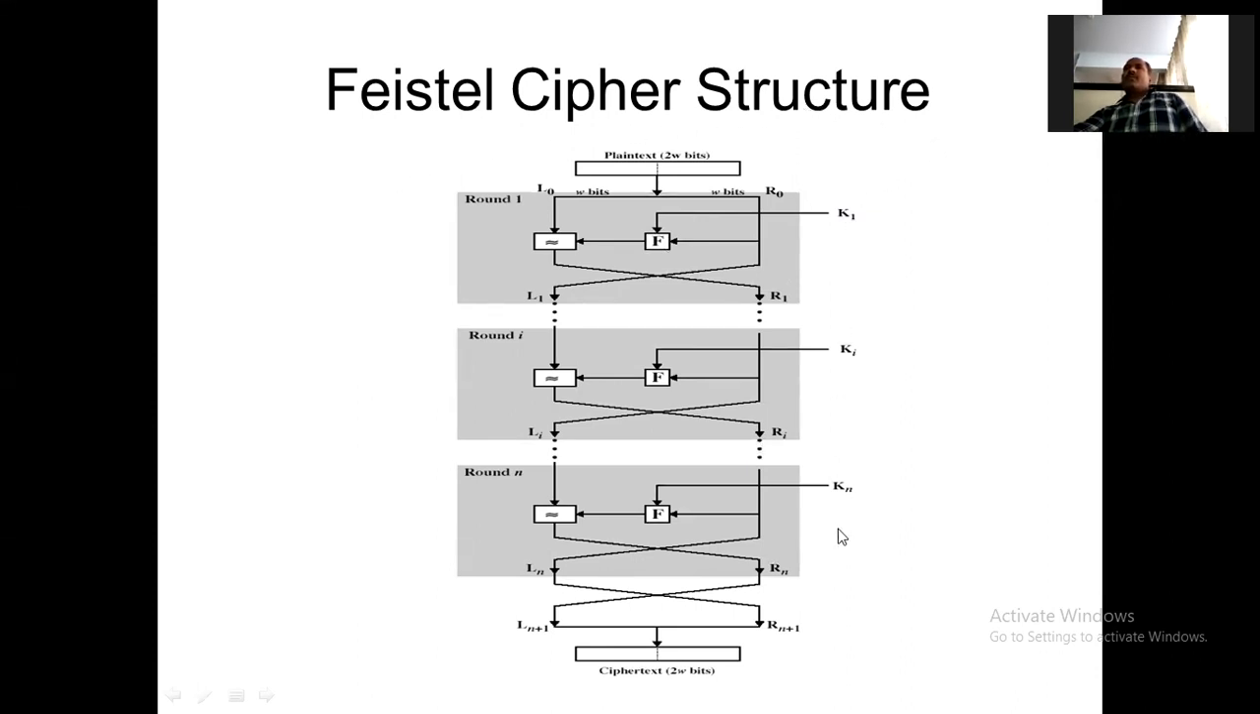I will give 2 minutes of time here. Just take down this diagram in your notebook. This is a very important algorithm, the Feistel cipher structure.